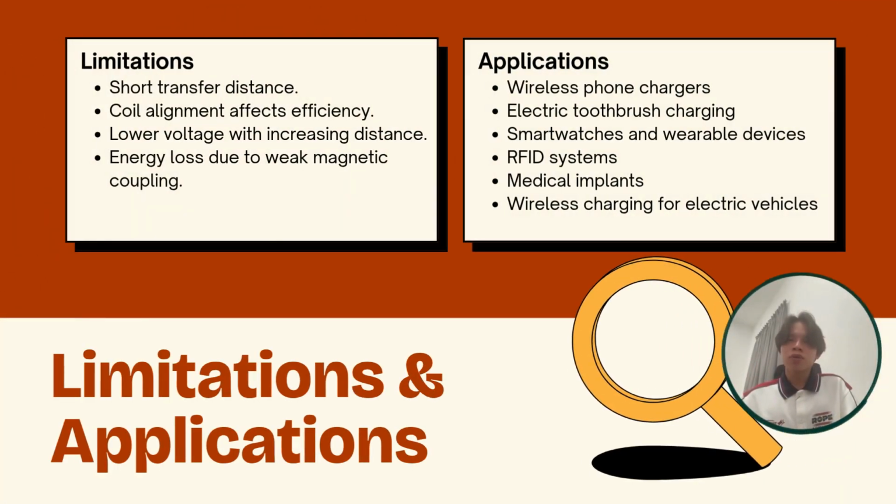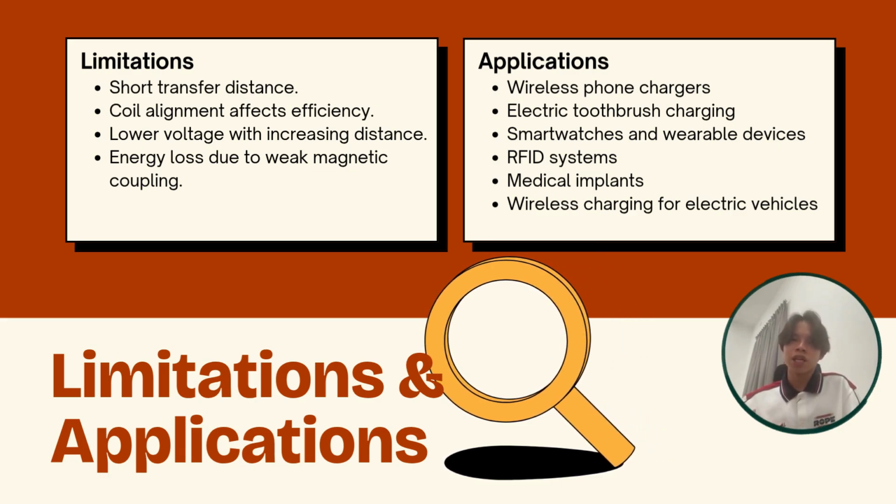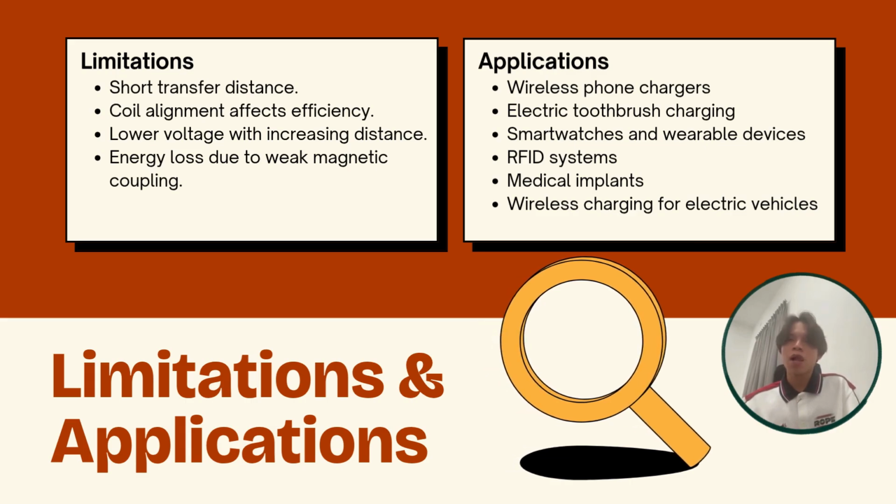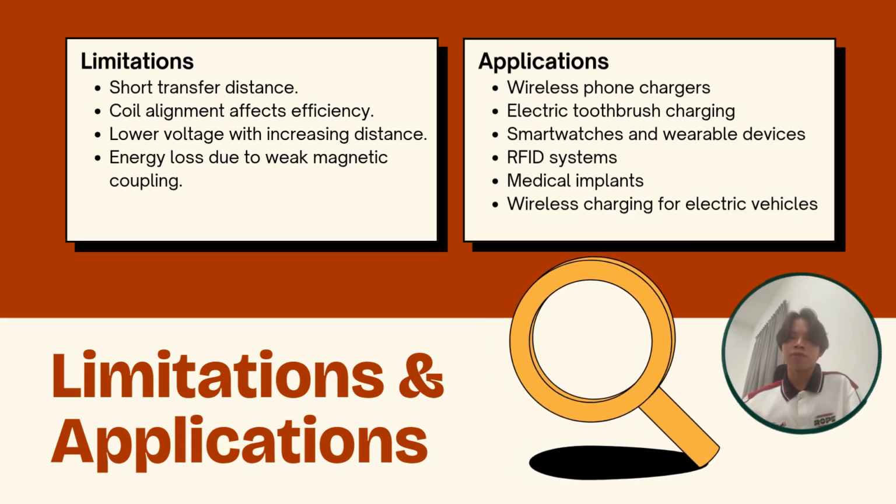And besides, I want to discuss the limitations and applications of mutual inductance. Although the experiment was successful, it has several limitations. The distance between the transmitter and receiver coils must be very small for efficient power transfer. As the distance increases, the magnetic coupling becomes weaker, causing the induced voltage to decrease and the LED to become dim or stop lighting completely. In addition, poor coil alignment, fewer coil turns, and lower operating frequency can further reduce the efficiency of power transfer.